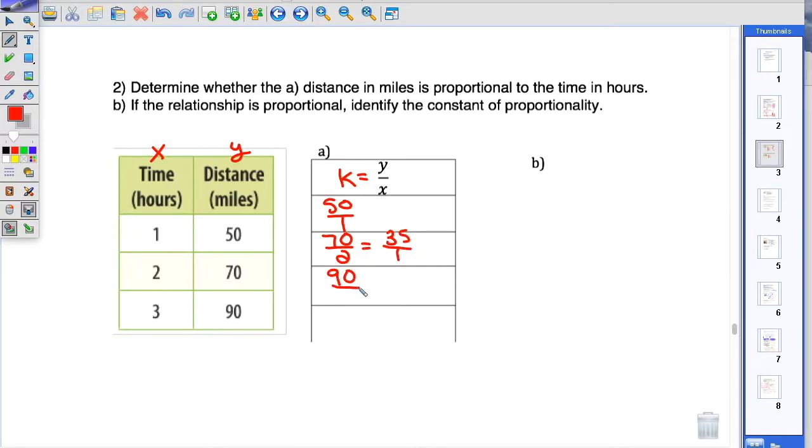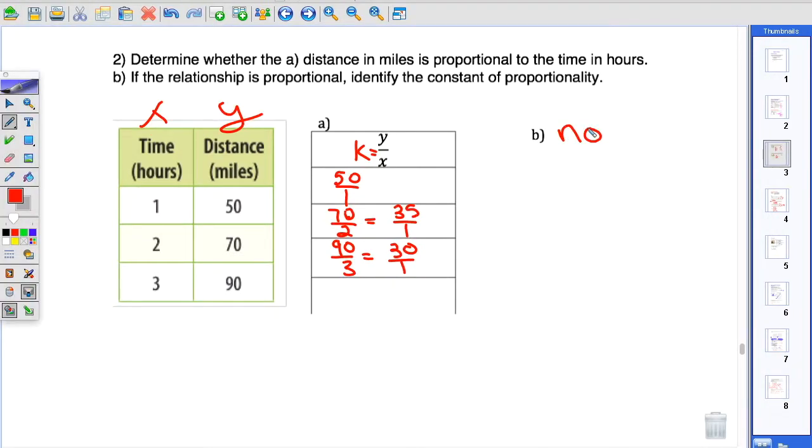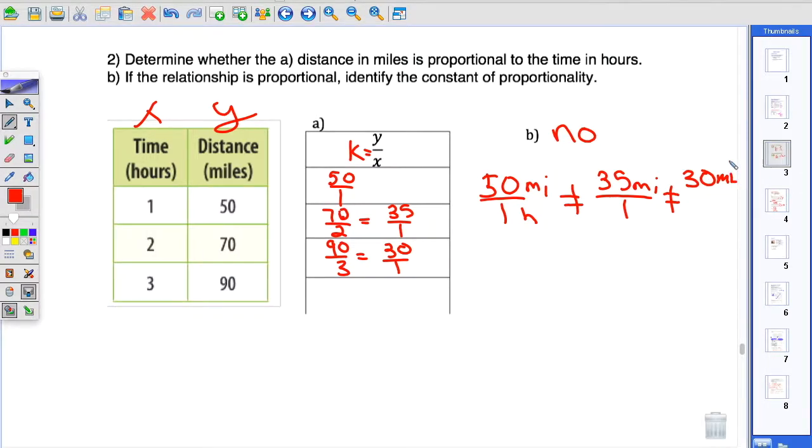Then we have 90 over 3, which simplifies down to 30 over 1. Since we have our first constant of proportionality, 50 over 1, and our second 35 over 1, and then 30 over 1, these are not proportional. So this is not a proportional relationship between miles and hours, because 50 miles over 1 hour does not equal 35 miles over 1 hour, which does not equal 30 miles over 1 hour. So this shows that there's not a proportional relationship between miles and hours.